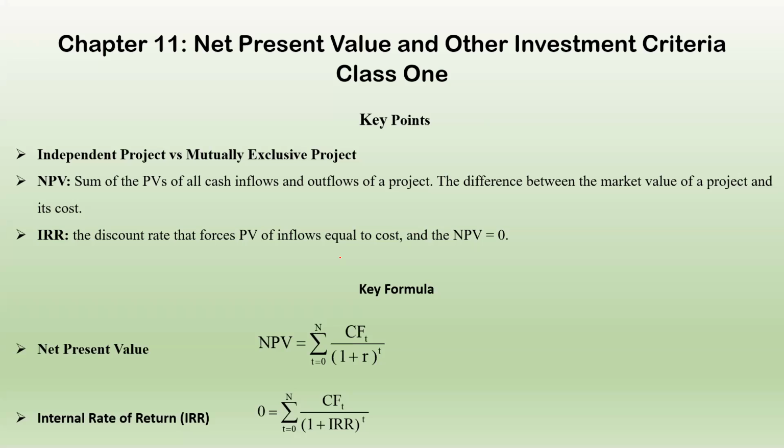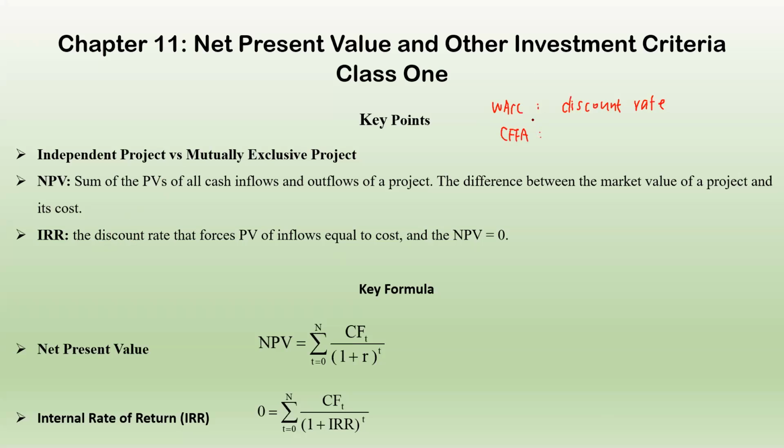In chapter 8, we learned how to calculate the weighted average cost of capital. That is a discount rate for the project. And also, we learned the cash flow from assets. That's the cash flows for the project.